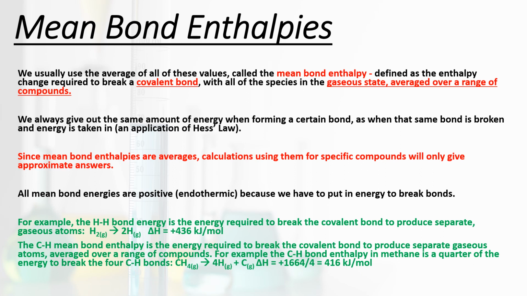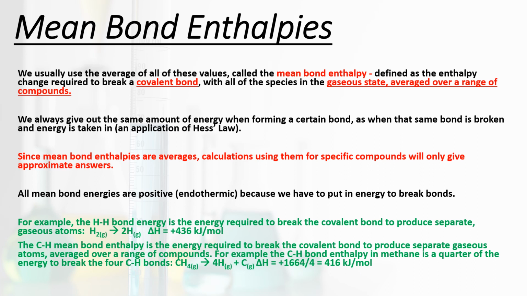So, for example, the hydrogen-hydrogen bond energy is the energy required to break the covalent bond of the hydrogen in the gaseous state to produce separate gaseous hydrogen atoms. So we can write that equation as H2 as a gas, dissociating to form two lots of H as a gas as well. And you can see there that our delta H for this, our mean bond enthalpy essentially for this, is plus 436 kilojoules per mole, an endothermic value.